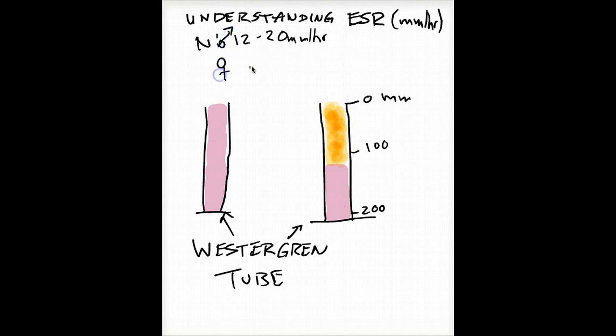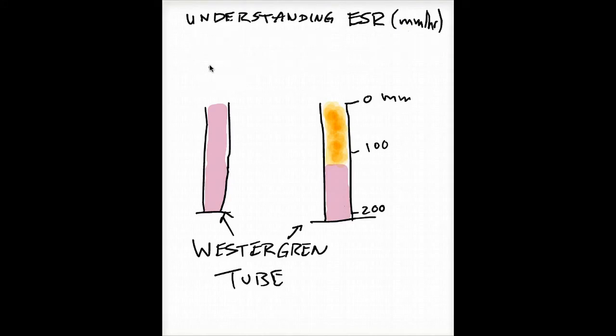If we're talking about a female, the average is approximately 18 to 23 millimeters per hour. And the same thing, as we have an increase in age, we tend to have an increase in your ESR. Okay, so those are normal values. Don't forget we measure in millimeters per hour.